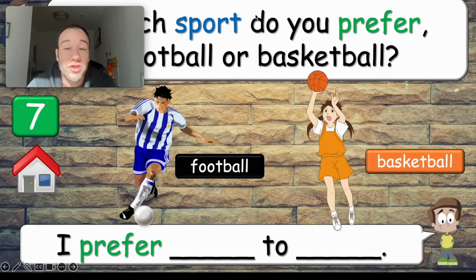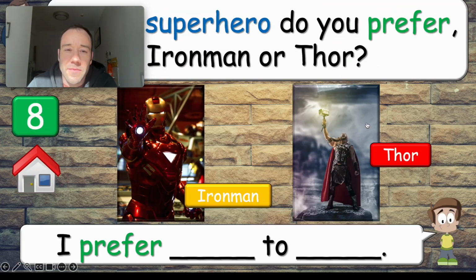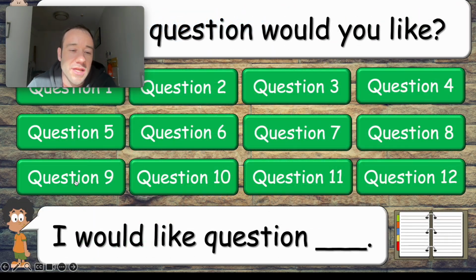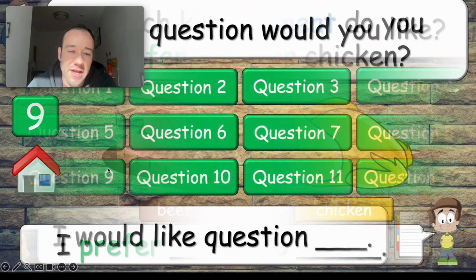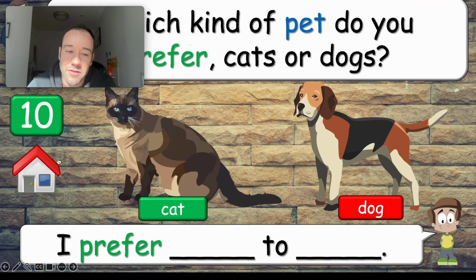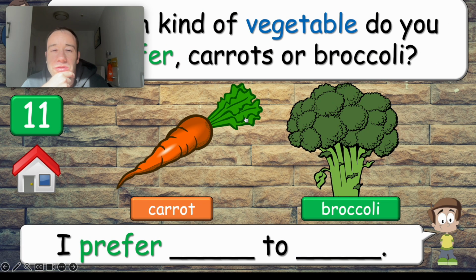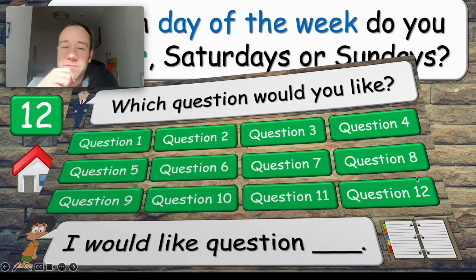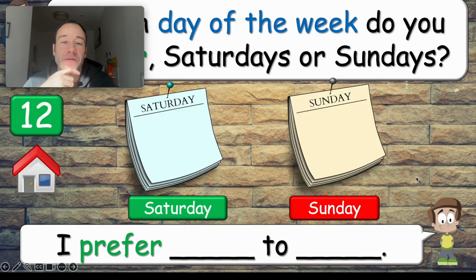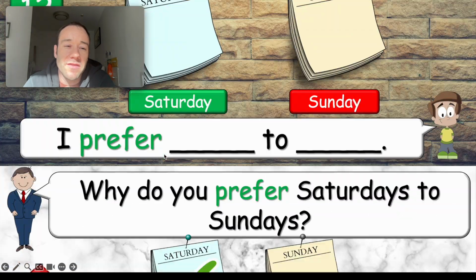7. Which sport do you prefer? Football or basketball? 8. Oh yeah, we already did 8. Superhero question. 9. Oh yeah, we did 9. Beef or chicken? Good. Cats and dogs. 11 is, okay, which kind of vegetable do you prefer? Carrots or broccoli? And 12. Which day of the week do you prefer? Saturdays or Sundays? Okay, so you can get an idea of the different questions that are in this lesson.